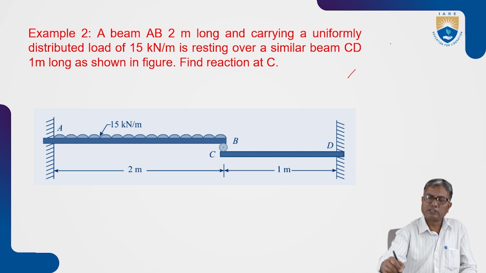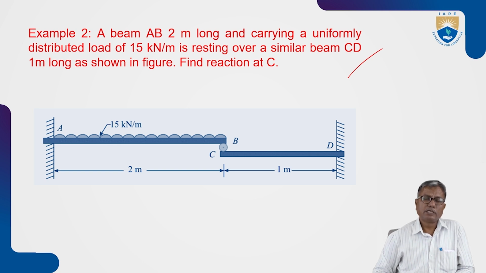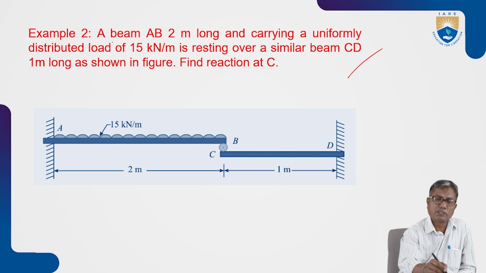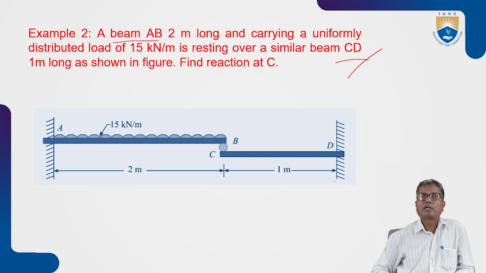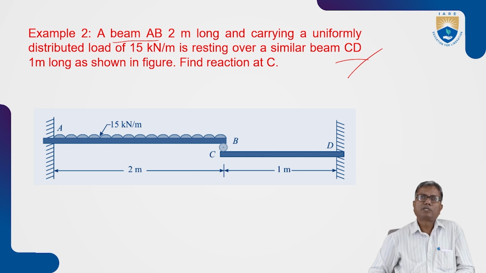Now another example. The beam AB, 2 meters long and carrying a uniformly distributed load of 15 kilonewton per meter, is resting over a similar beam CD, 1 meter long, as shown in the figure. Find the reaction at C. So here, two cantilevers actually, the beam AB and beam CD, both are cantilever beams. The free end of beam AB rests on the free end of beam CD. That means B rests on C, with a roller, as shown in the figure.